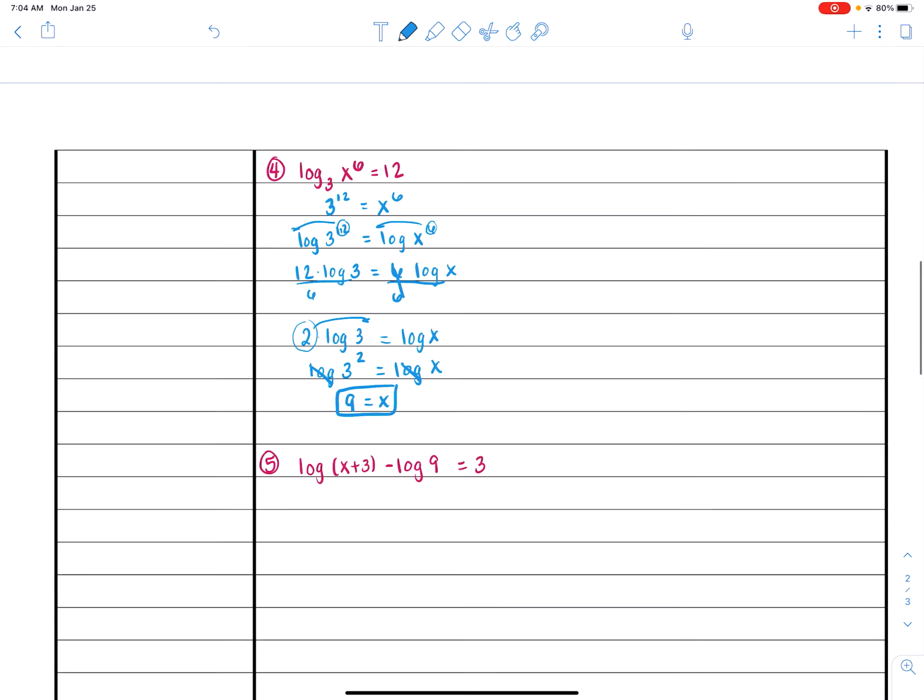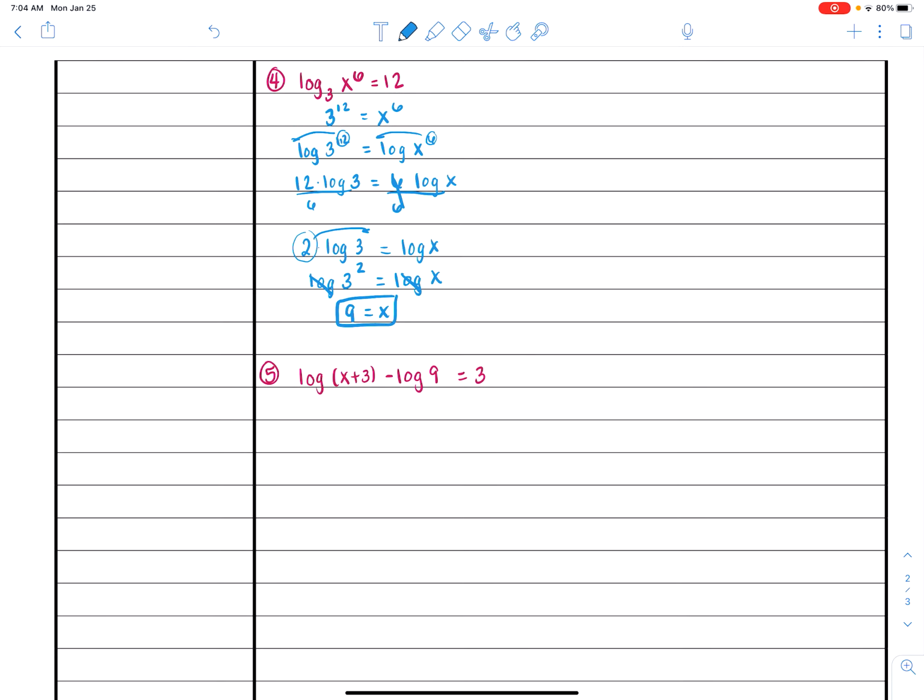All right, the next one, I have 2 logs, but they're on the same side. So I'm going to use my properties to write this as a single log. So remember, when you have subtraction between two of the logs, when you write them as a single log, that subtraction becomes division. So it's really log of x plus 3 divided by 9 equals 3. I only have a single log, so I need to change it into exponential form. So you need to remember this is really a base 10. So I have 10 cubed equals x plus 3 over 9.